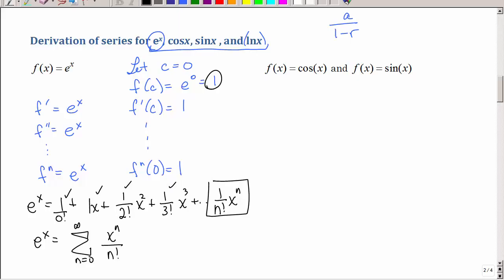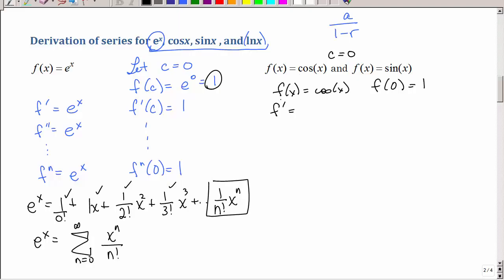But what about cosine and sine? I'm going to do one and you can do another. So again, I'm going to see if we can use Maclaurin and let c equal 0. That always seems to be the easiest. So if f of x is cosine of x, evaluate that at 0 and you get 1.